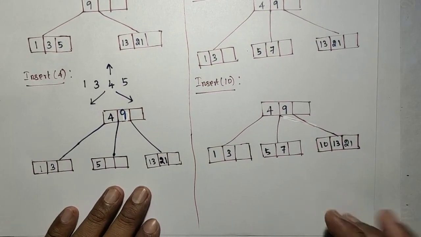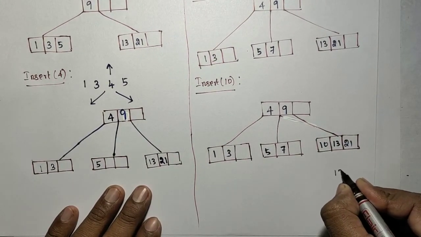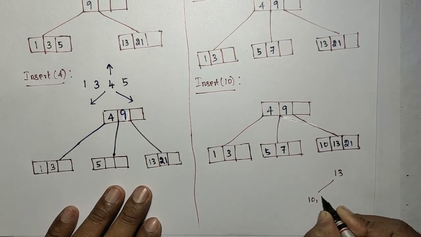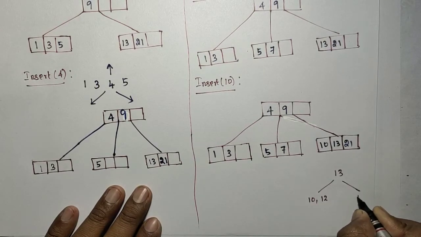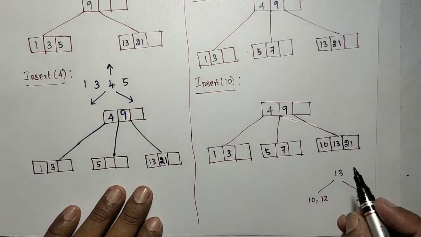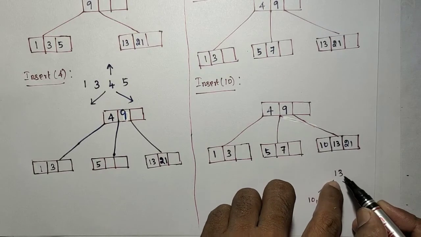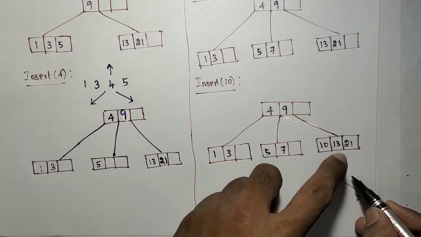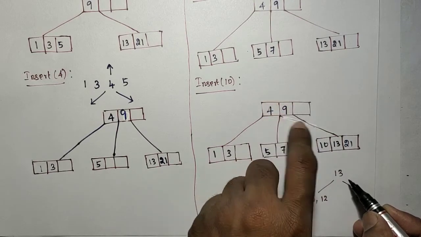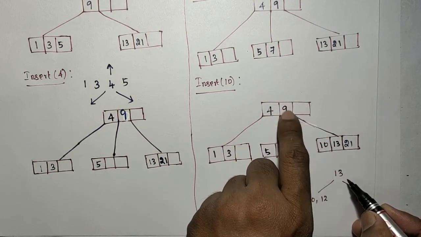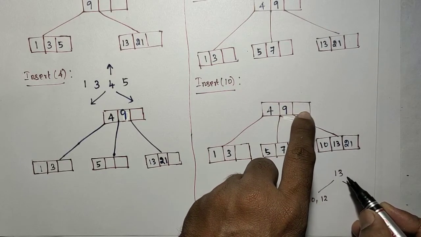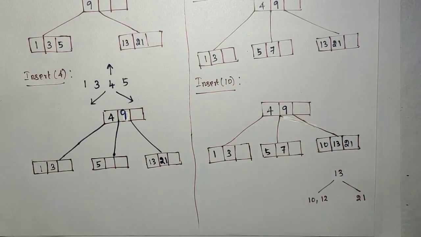Okay, so the 13, and the left is 10 and 12 and the right is 21, like that it will be split. So here the 13 will be moved to the previous level. When we are moving the 13 to the previous level, what is happening? We need to check whether space is available. If a space is available, we can simply insert in that previous level. If there is no space available, I need to go for the split there.